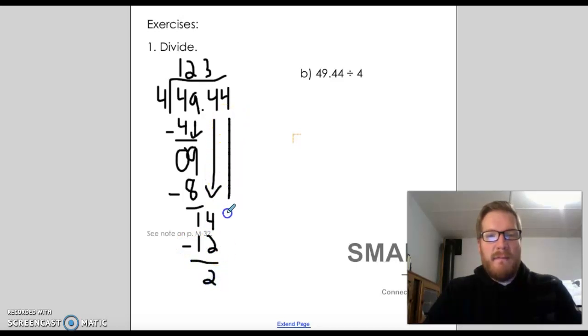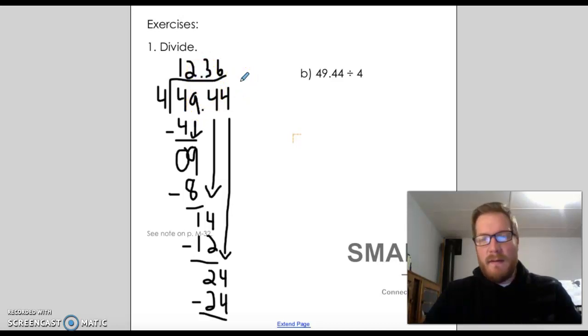Then I'm going to bring my last 4 in the hundredths spot all the way down here, and I'm going to figure out how many times 4 goes into 24, which is 6 times, and 4 times 6 is 24. Oh, I'm going to run out of room and do the subtraction there, and that does not have any remainder. The last step here I need to remember is to make sure that the decimal ends up here above the line. And so the answer to 49.44 divided by 4 is 12.36. So that's how to do the standard algorithm.